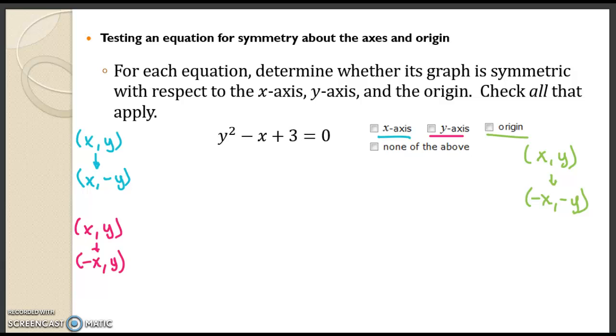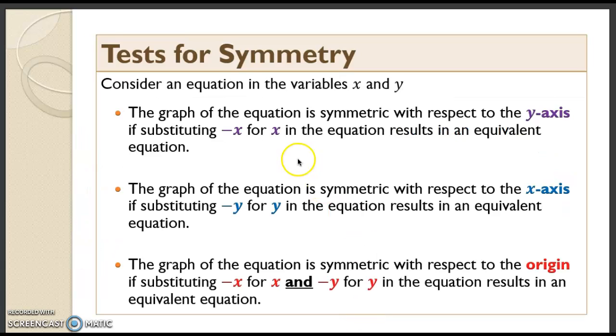So, in order to determine if this function is symmetric, we're going to plug in some points. To test for symmetry with respect to the y-axis, if we plug in negative x for x, we're going to get the same equation out. For x-axis symmetry, if we plug in negative y for y, we're going to get the same equation out if it has that symmetry. Okay?